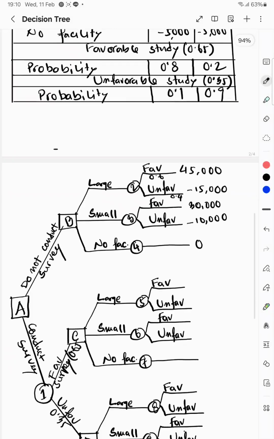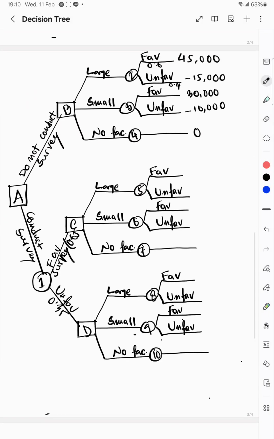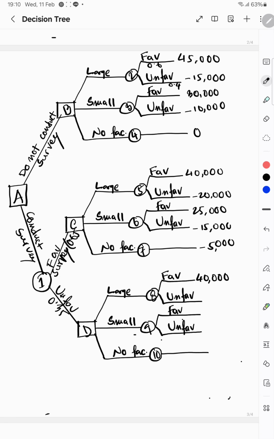So let's do it. Here I will get the numbers from the table. I will just copy this one. So 45 minus 5 is 40,000, and this one here is minus 20,000. Here we get 30 minus 5, which is 25,000. This one is minus 15,000, and this one is minus 5,000. Same thing here, because these two are with study. One is a favorable study result, another one is an unfavorable study result.